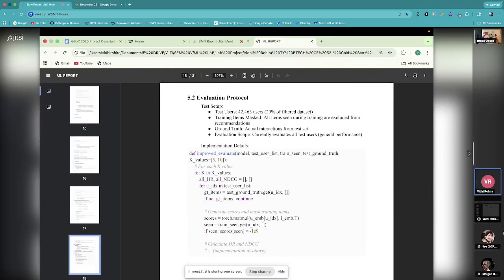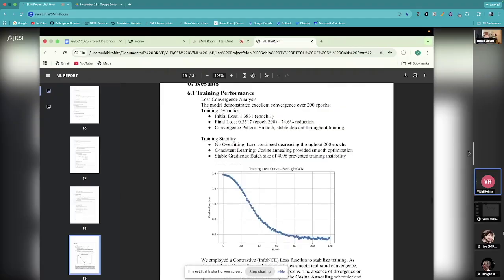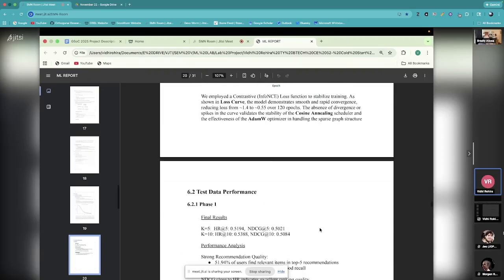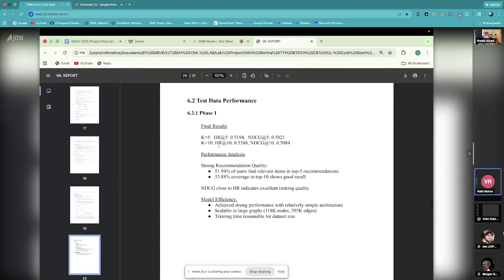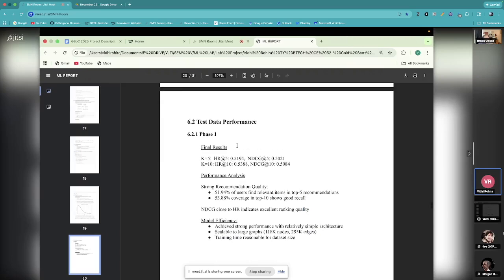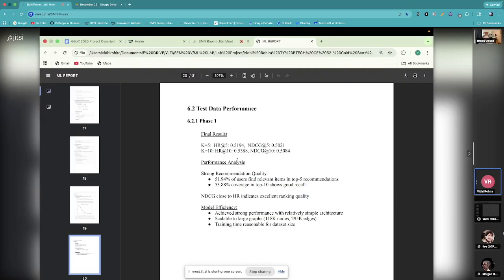And then, yeah, so this was the evaluation. Then our results, of course: the loss was reducing over the epochs, and we had 120 epochs. And yeah, this is what we got. HR at K equal to 5 is 51%. That means when there are 5 products, the recommendation is correct 51% of the time. And if there are 10 products, then the recommendation is correct 53% of the time.